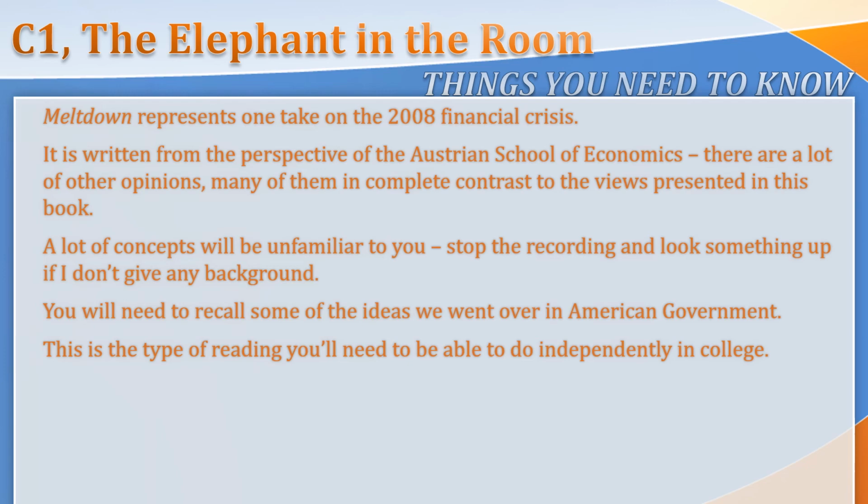You're going to need to recall a lot of the ideas that we talked about in American government. Economics, American government, in fact, all social studies disciplines overlap. So you're going to want to remember the things that we talked about in government to give you a better perspective of why the people in charge made the decisions that they made in order to try to get us out of the economic crash.